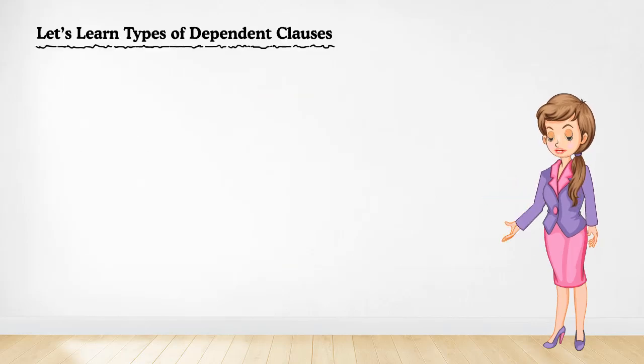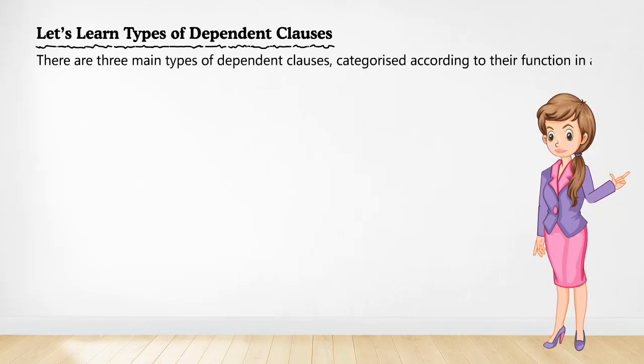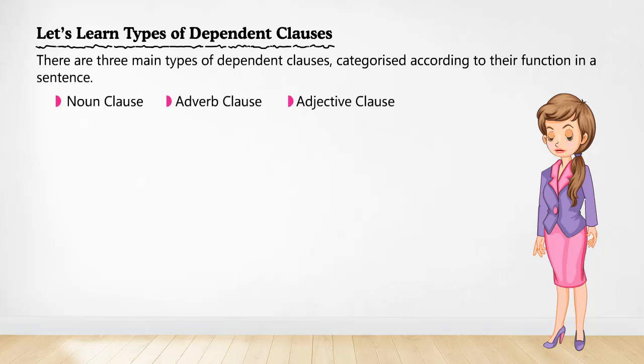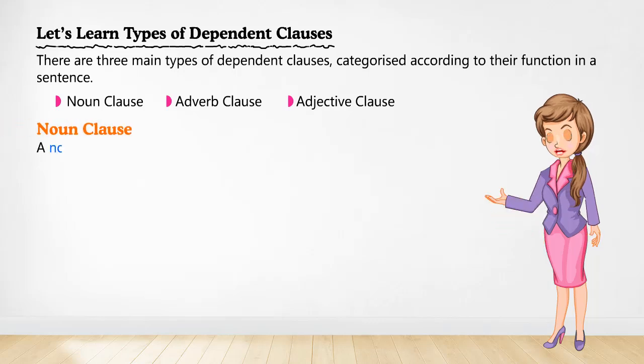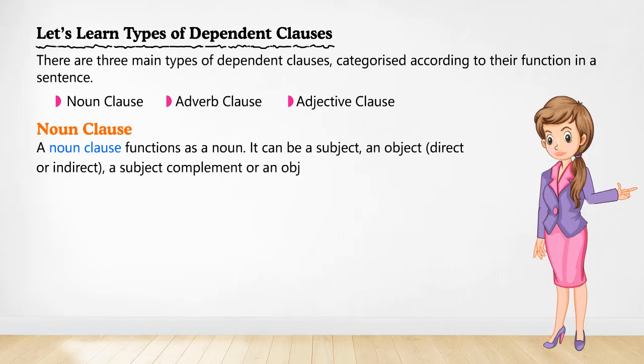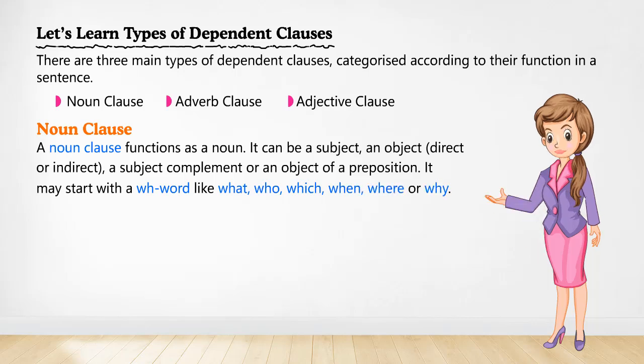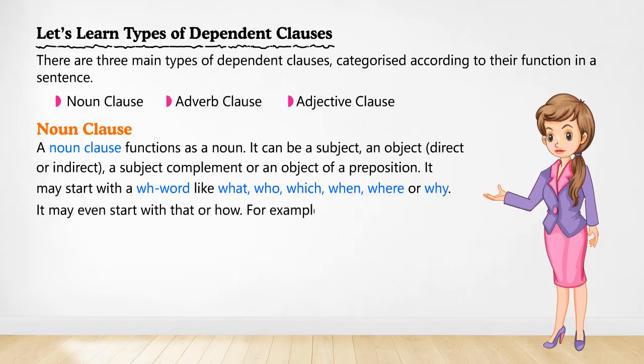Let's learn types of dependent clauses. There are three main types of dependent clauses categorized according to their function in a sentence: noun clause, adverb clause, adjective clause. Noun clause. A noun clause functions as a noun. It can be a subject or object, direct or indirect, a subject complement or an object of a preposition. It may start with a WH word like what, who, which, when, where, or why. It may even start with that or how.